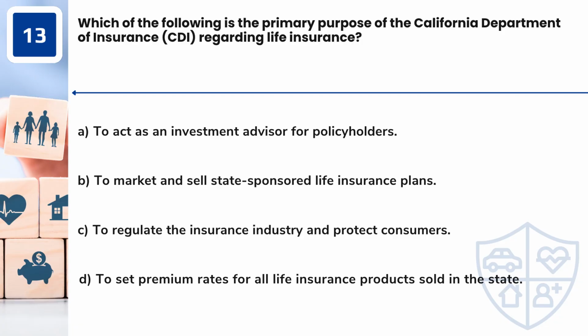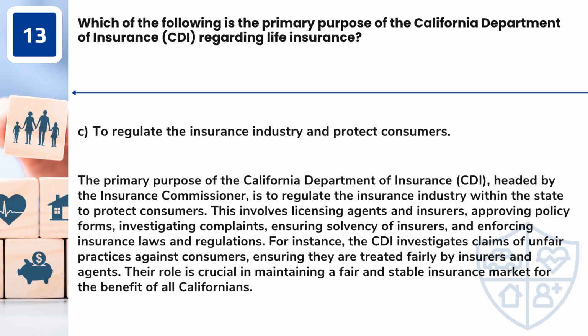Question 13. Which of the following is the primary purpose of the California Department of Insurance, CDI, regarding life insurance? A. To act as an investment advisor for policyholders. B. To market and sell state-sponsored life insurance plans. C. To regulate the insurance industry and protect consumers. D. To set premium rates for all life insurance products sold in the state. Answer: C. To regulate the insurance industry and protect consumers.